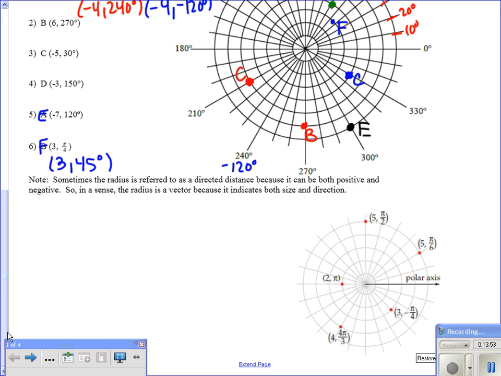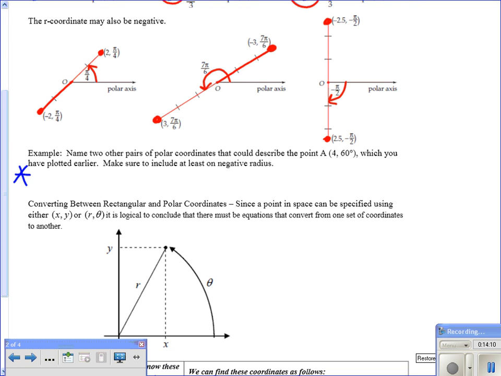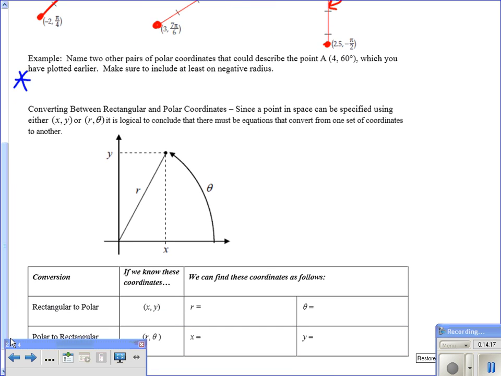And then also just to look down here, again, remember this is the pole, this is the polar axis, and notice that each of these points are now represented in polar coordinates, which is okay to do. So we already did this example right here. It says name 2 other pairs of polar coordinates that could describe point A. So we have already done that.